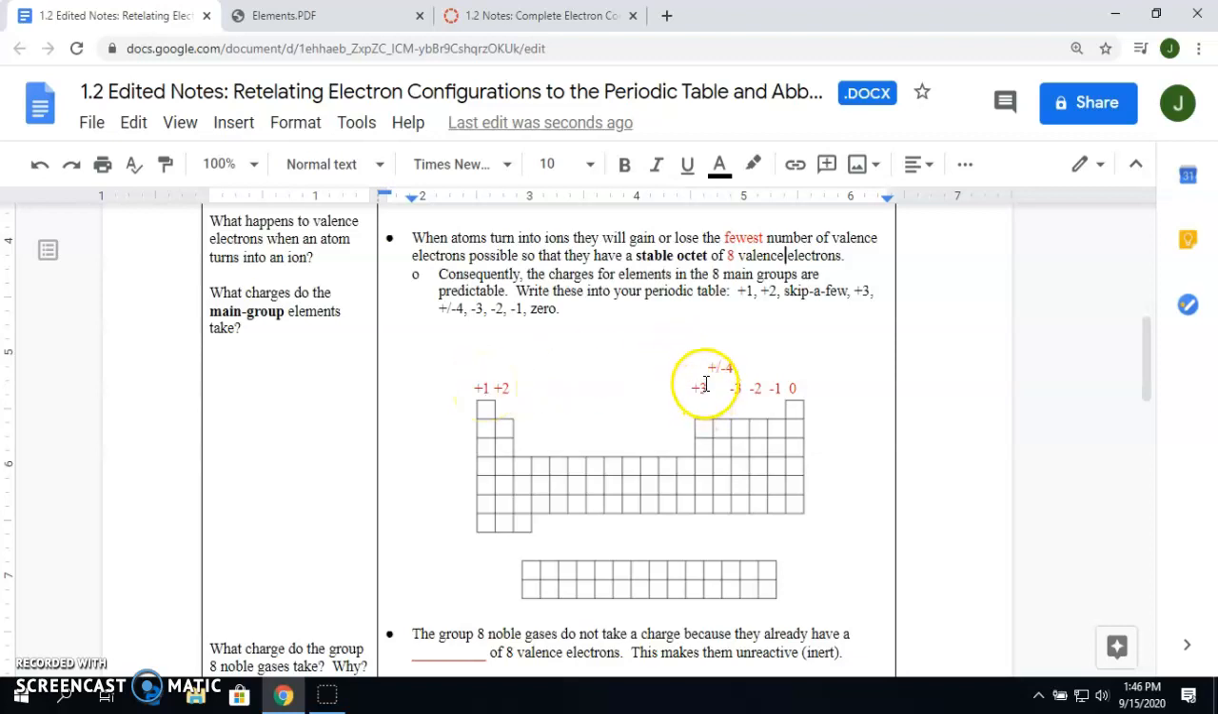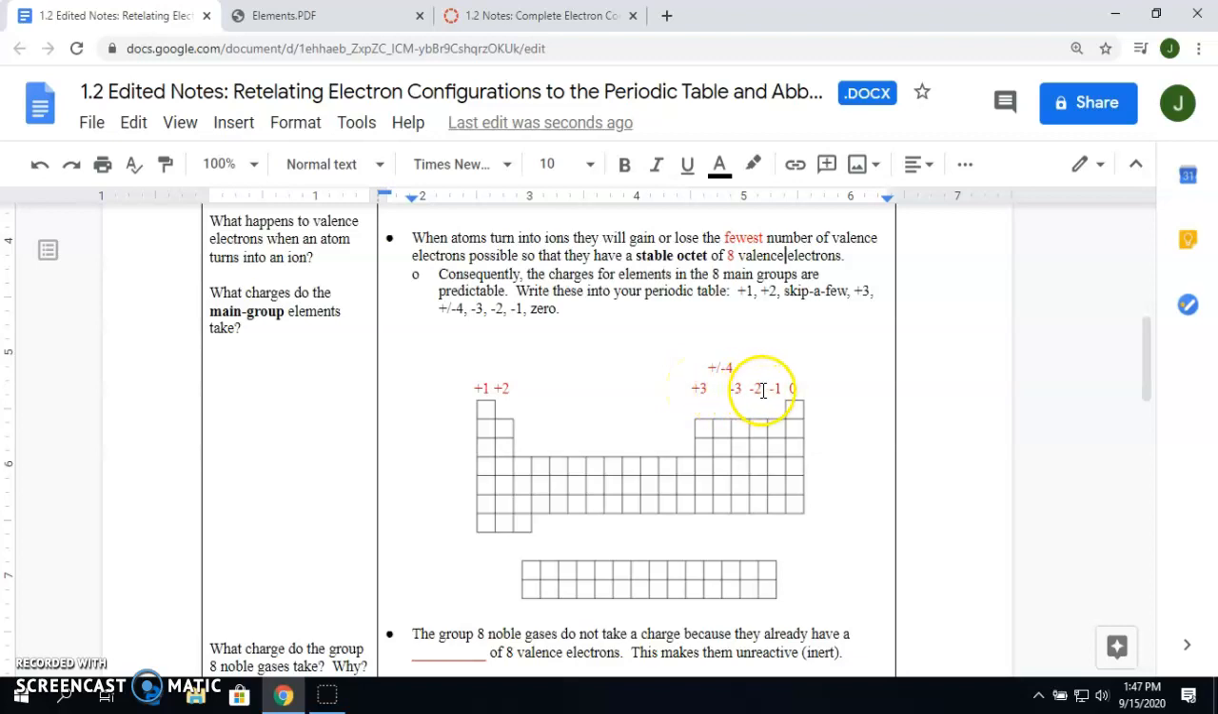Okay, another example. If you take a look at the element aluminum right here, aluminum really likes to take a +3 charge because, since it's in main group 3, it has 3 valence electrons. Its choice is to either gain 5 valence electrons or lose 3 valence electrons. And see how the 2 numbers that I just listed add up to 8. Let me say it again. It can either gain 5 or lose 3. 5 and 3 is 8. Well, it does whichever number is smallest. It's going to lose 3 electrons, so it's going to take a +3 charge.